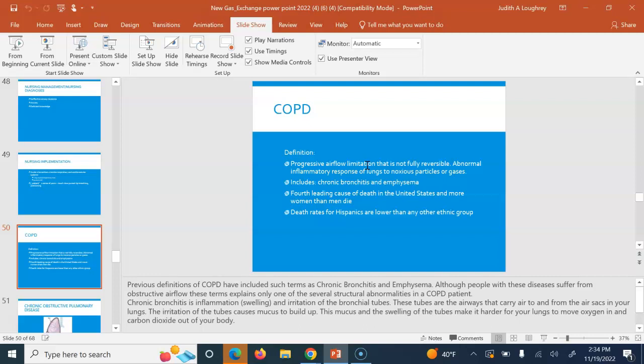The next condition we're going to talk about is COPD, which stands for chronic obstructive pulmonary disease. The definition is progressive airway limitation that is not fully reversible. It's progressive, meaning it continues and gets worse as time goes on. It is an abnormal inflammatory response of the lungs to noxious particles or gases. It is an umbrella term that includes conditions known as chronic bronchitis and emphysema, or a combination, because people can have a combination of both.